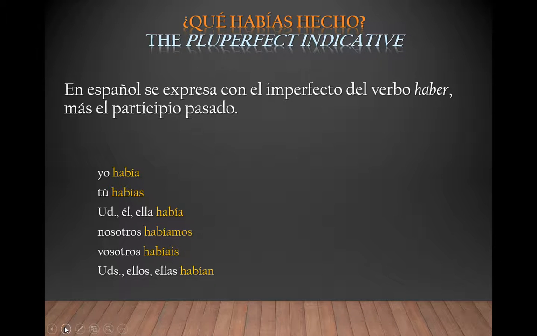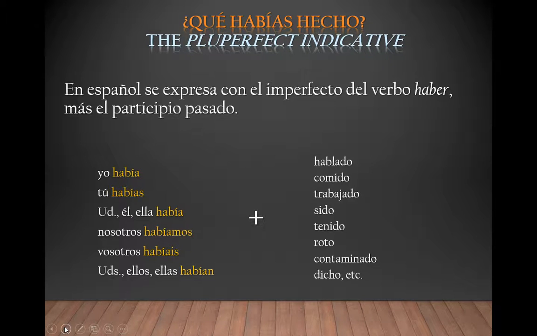So the había, habías, había, and notice there's an accent mark on the I, and you need to stress that. So you're not saying habia, you're saying había, habías. That is the word that means had. So yo había, I had. And then, just like before, we combine it with a past participle. So, yo había hablado, I had spoken.